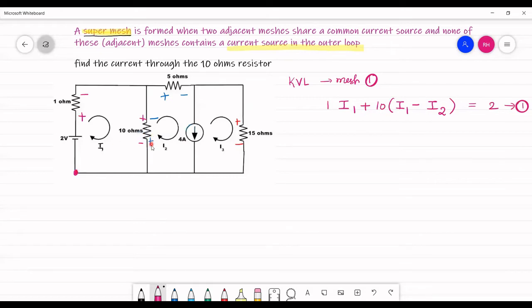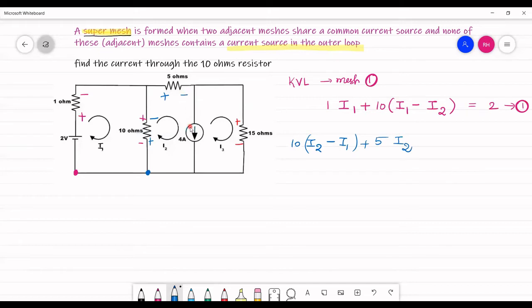Now to the second equation. Let me start applying KVL and explain why we go for a supermesh. Let me start from some random point, say this point. I start my rotation from here. I go from plus to minus, so I have a voltage drop, 10 into I2 minus I1. Then again I travel from plus to minus, so it is 5 into I2, since only one current, I2, is going through here.